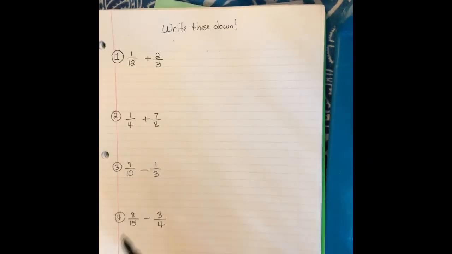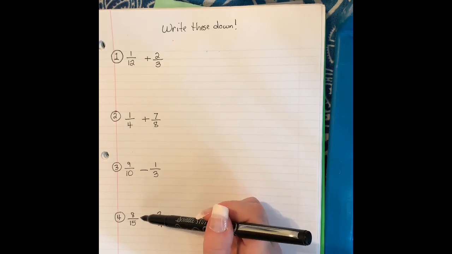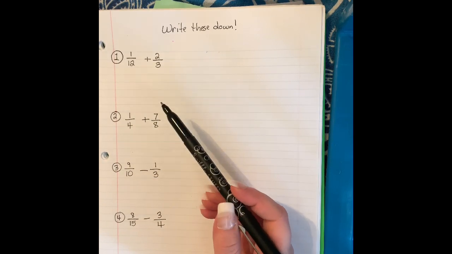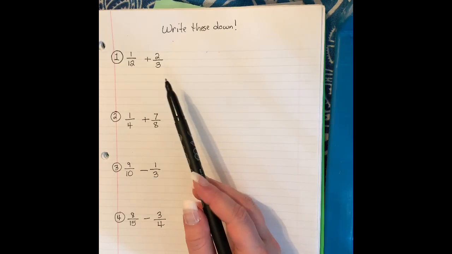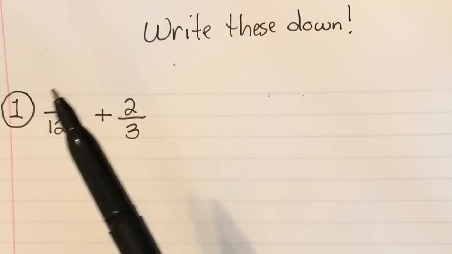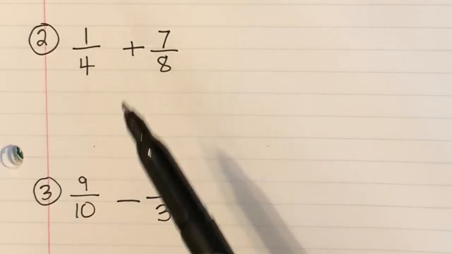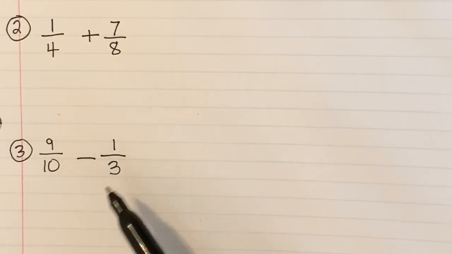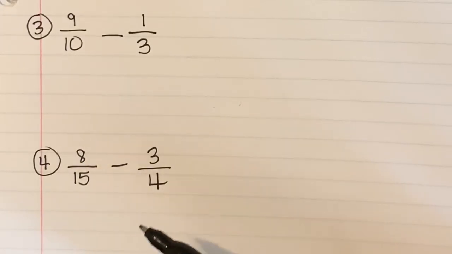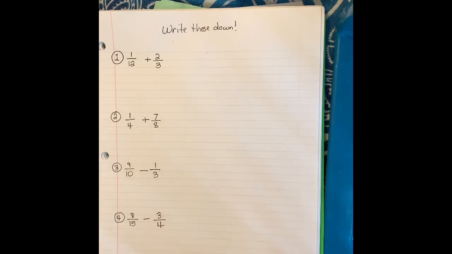Okay, I'm going to encourage you to write these examples down, then pause the video, and then you're going to see if you are correct. All right, so we have 1/12 plus 2/3, 1/4 plus 7/8, 9/10 minus 1/3, and 8/15 minus 3/4. Go ahead and write those down and pause the video. I'm going to give you just a second to get yourself ready. Are you ready? Here we go.